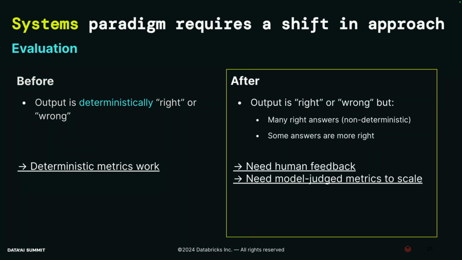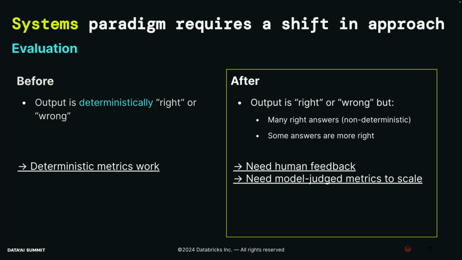However, in this systems-based view of the world, while output can be right or wrong, there can be many right answers. So if you take something like, I have a transcript and I want to summarize an audio transcript, there are many different ways in which you could correctly summarize that transcript. Also, some answers are more right than others.